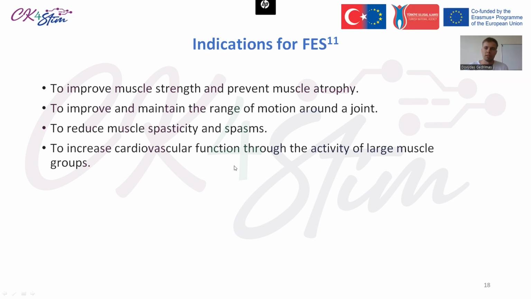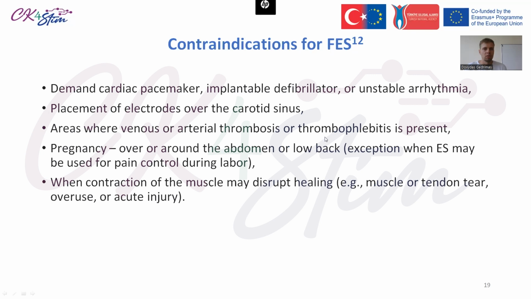Indications for functional electrical stimulation. It is applied to improve muscle strength and prevent muscle atrophy, to improve and maintain the range of motion around the joint, to reduce muscle spasticity and spasms, and to increase cardiovascular function through the activity of large muscle groups.